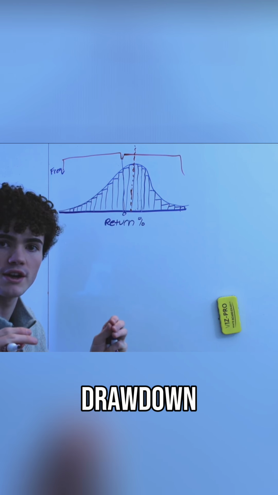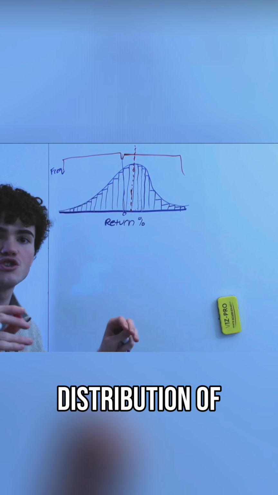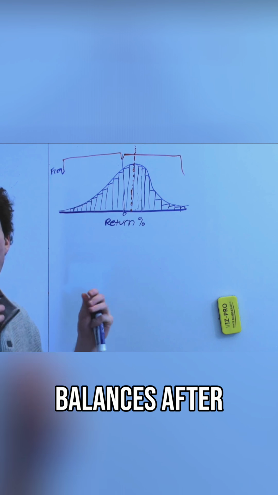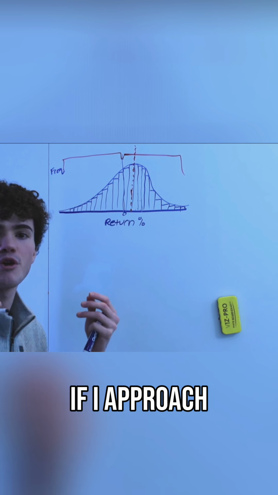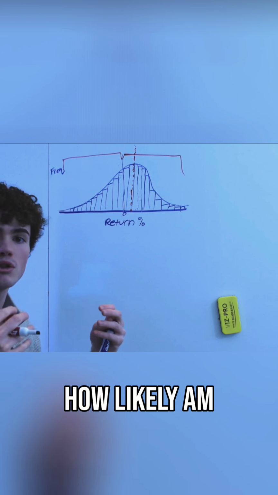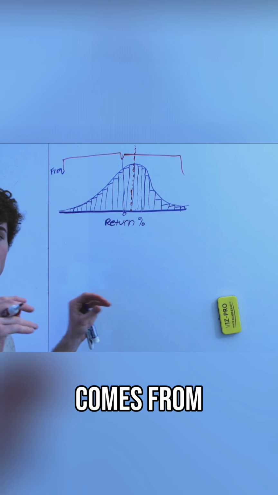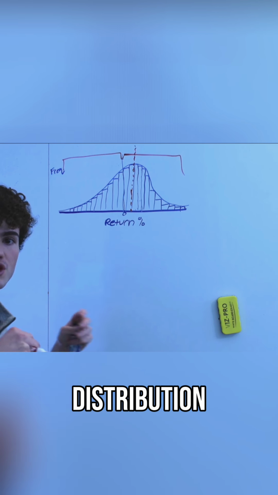Okay, but the key to answering all of these much more complex problems, right? Like how much drawdown am I likely to incur? What's the distribution of final account balances after this many trades or this many days? If I approach a prop firm account challenge with this, how likely am I to pass? That all comes from resampling from this distribution in simulation.